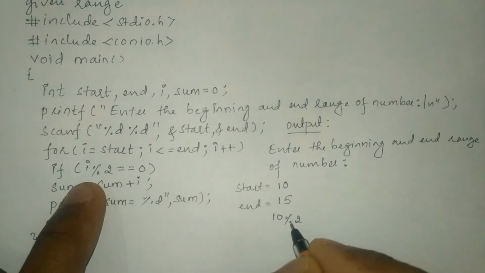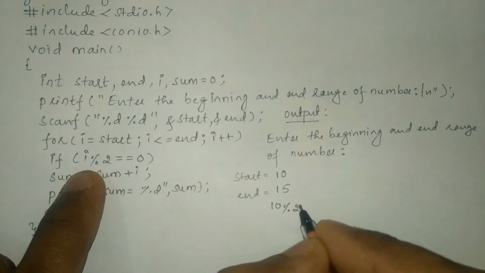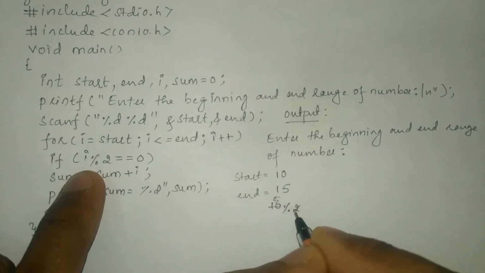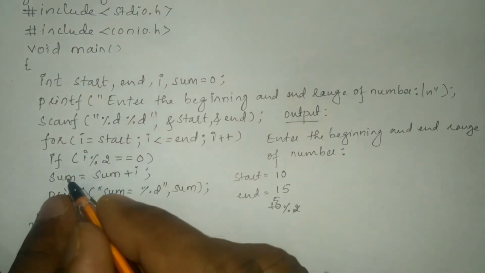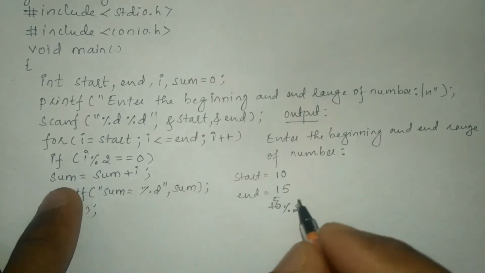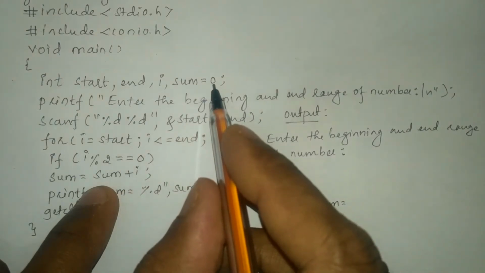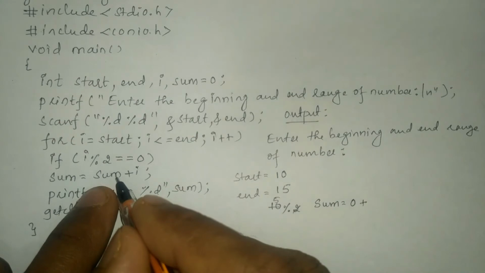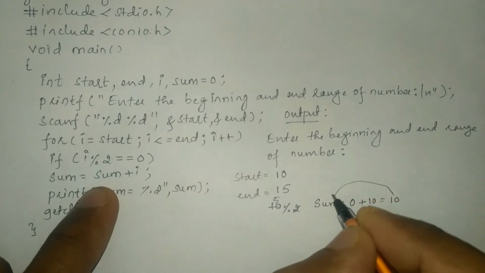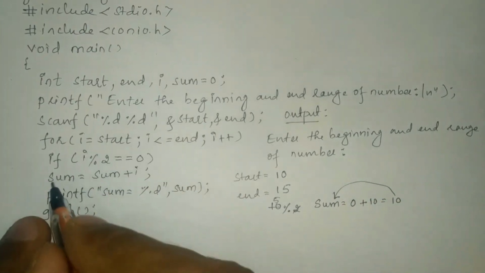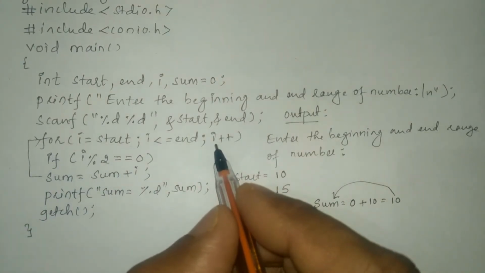As we know, whenever we use modular division, it always returns the remainder after division. So 2 ones are 2, 2 fives are 10, it is exactly divisible by 2, hence it leaves remainder 0. So once it is 0, the condition is true. If it is true, this particular statement will get executed. Here we'll write sum = sum + i. For the first time the sum value is 0. So 0 plus, what is the value of i? i is 10. So 0 plus 10 is 10. So this value is stored in sum for the first time. Again iteration takes place, control transfers to the for loop by incrementing the value of i by 1.